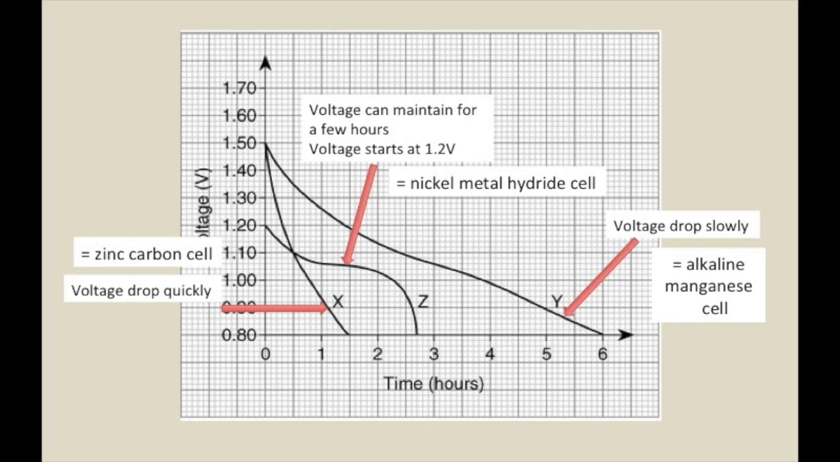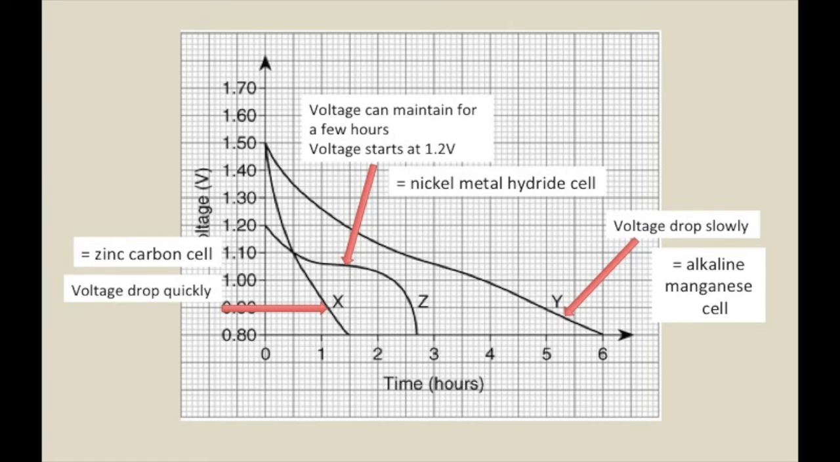For the Y, the curve Y shows the voltage dropping slowly. So we have several ideas. Because they are AA size, it should not be a silver oxide cell, because we do not have AA size silver oxide cells. So the only choice we got is the alkaline manganese cell.